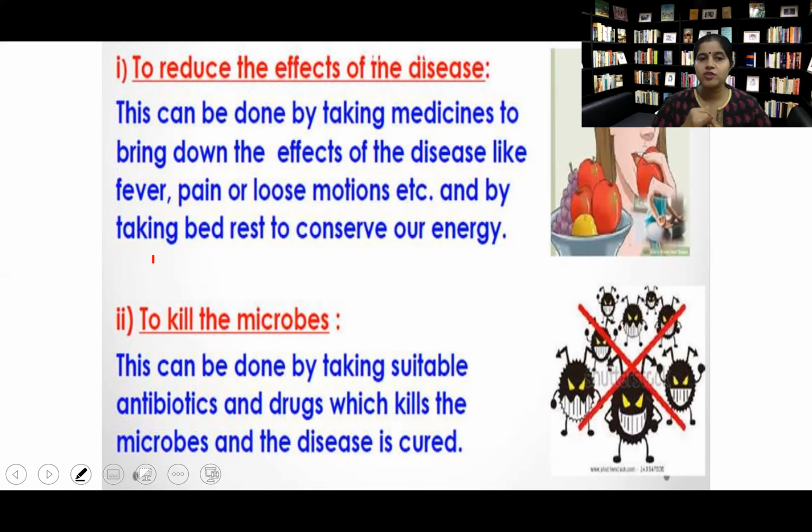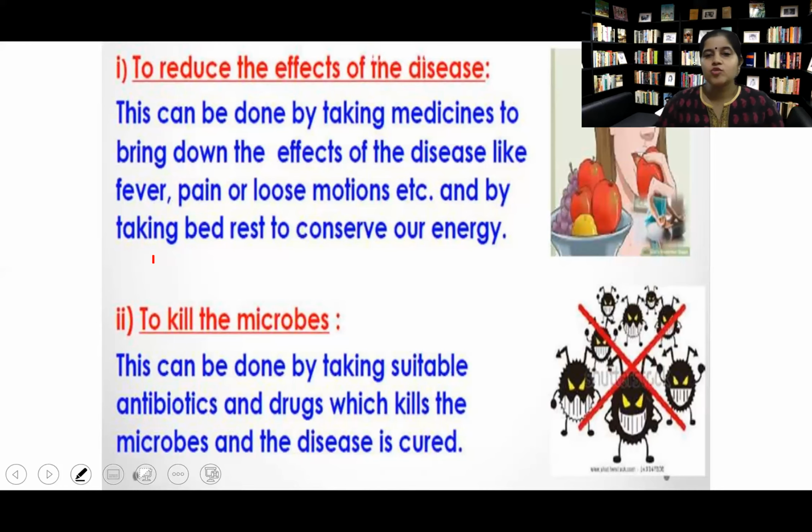And side by side, we should take proper rest as well, so that we can conserve our energy. We can build our stamina again. We should take a proper diet. We should take proper fruits in our diet. We should drink juices to increase our stamina, to increase the efficiency to fight against bacteria.